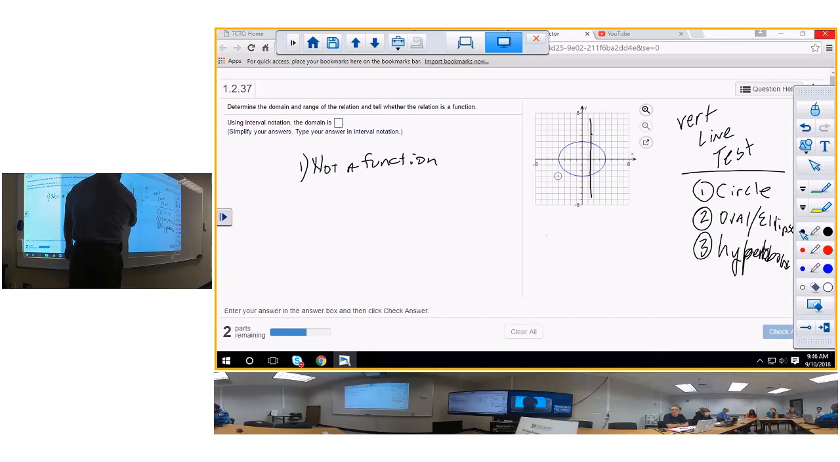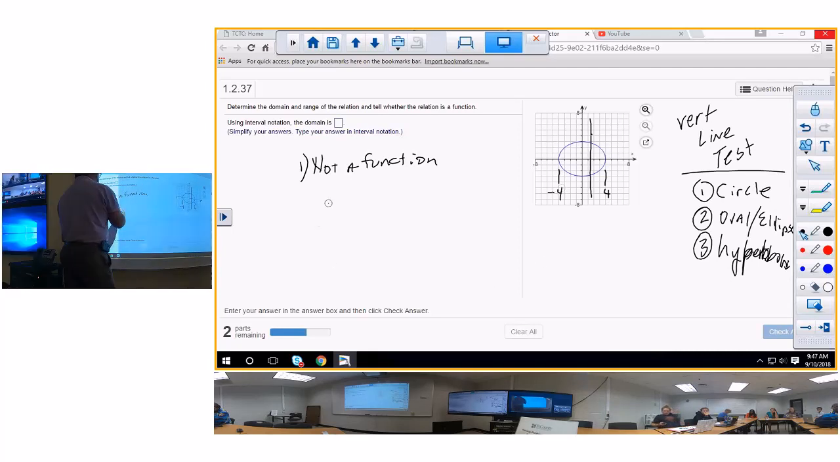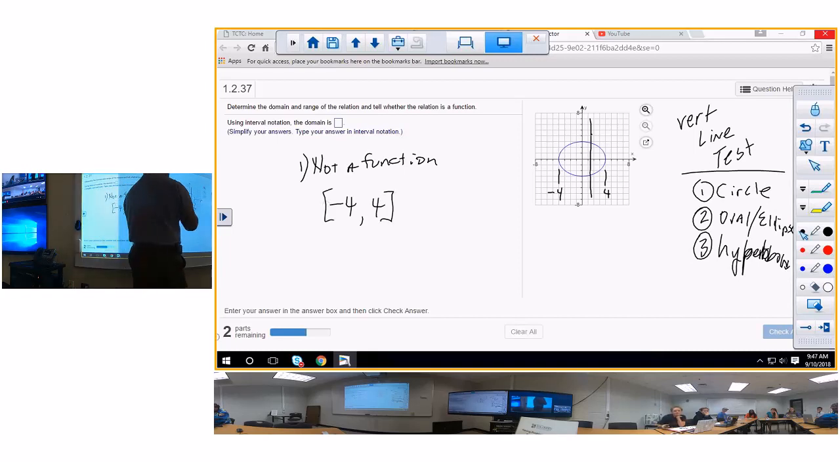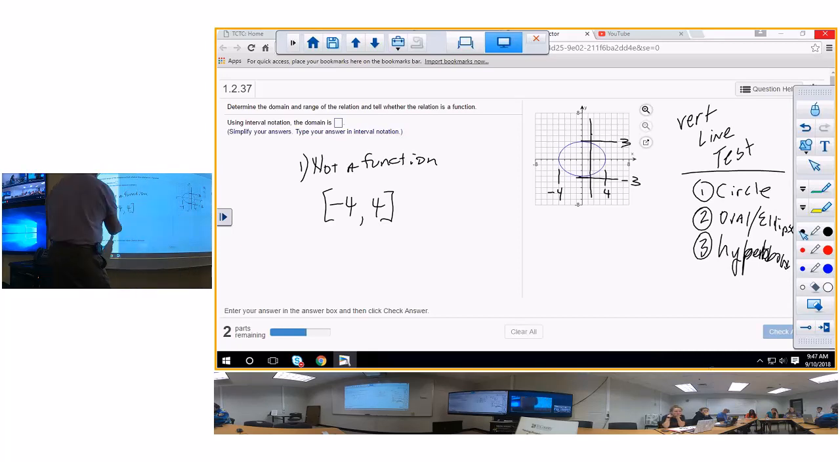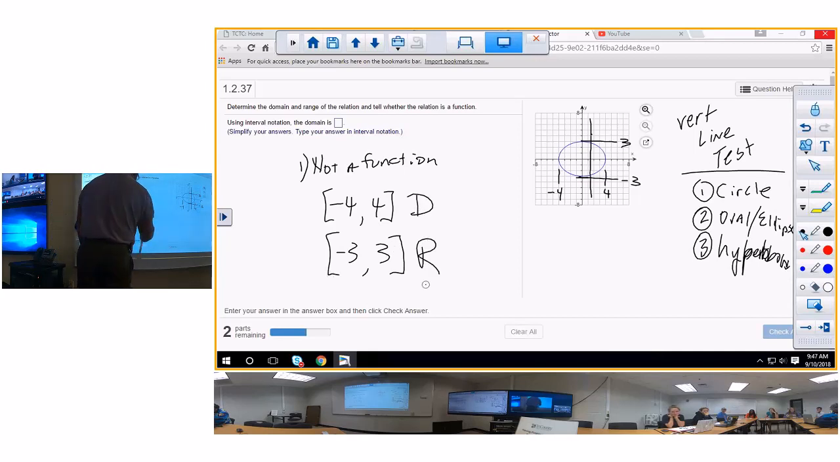And our domain is from here to there. So that looks like these are ones. Count and make sure. 1, 2, 3, 4, 5, 6, 7, 8. So -4 to +4 inclusive is your domain. And range is from negative what? -3 to what? +3. That should be all it asks.